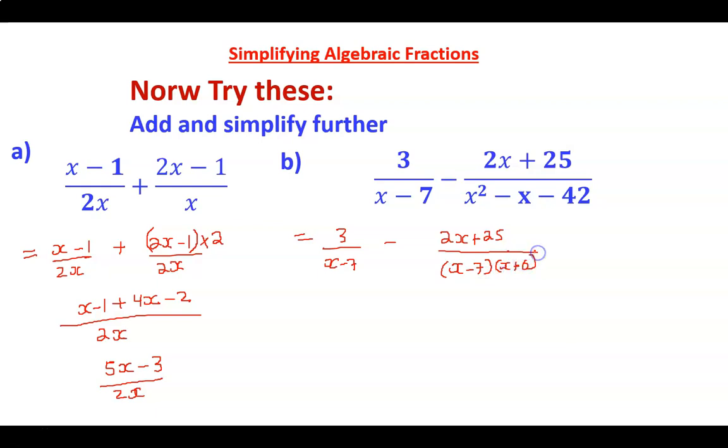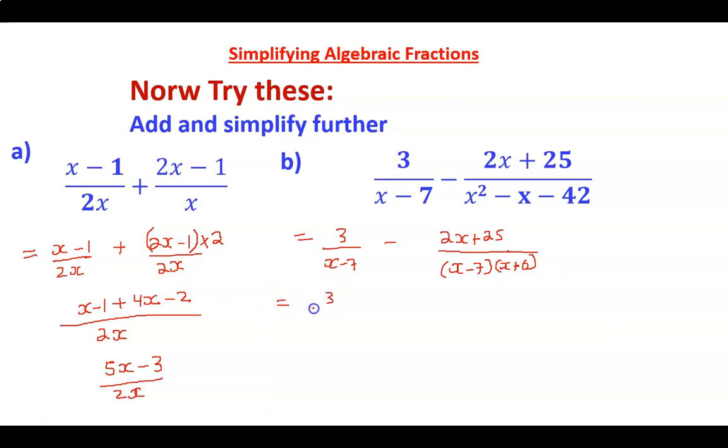Two numbers, when I times them gives me minus 42, when I add them gives me minus 1. That's minus 7 and 6. So this is how you factorize. Look now, this denominator and this one, they got x minus 7 in common, which simply means if you times this side by x plus 7, you got the same denominator. So let's do that step.